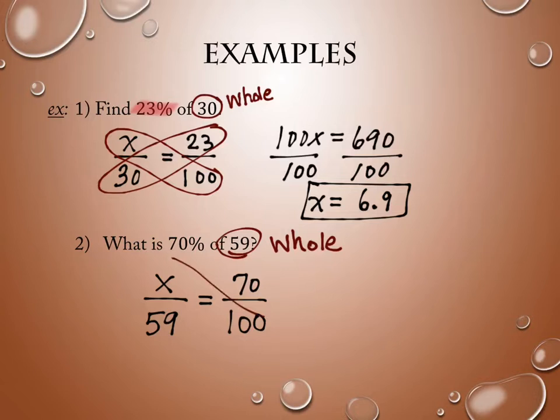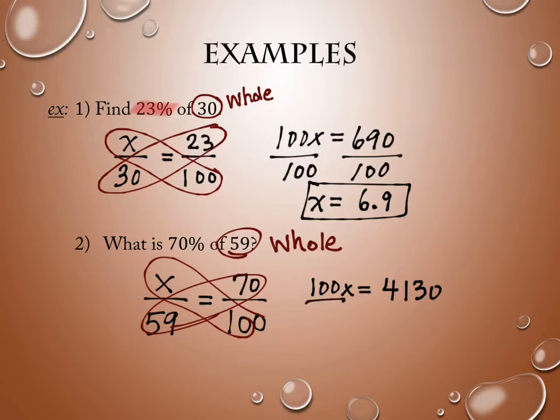All right, so let's do our diagonals. So one of my diagonals is, again, 100x. That's not always going to happen, but what is the other diagonal's value going to be? 4,130. That's right. Thank you, Keely. And then what? Yeah, divide by 100. 41.3. Perfect.